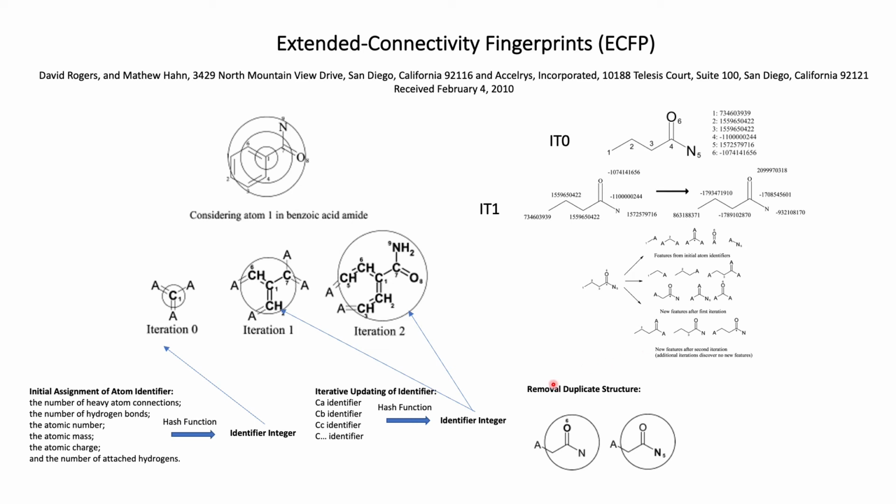So the final step is the removal of identifier duplication. For example, here the center atom is oxygen, and here the center atom is nitrogen. However, they still generate the same identifier. So in this case, we want to remove the duplication so that it won't cause any extra feature redundancy. And this is how, in general, ECFP works.